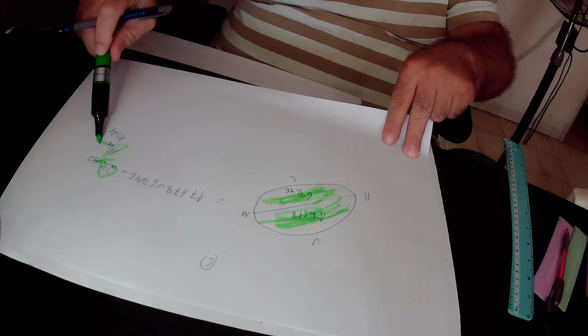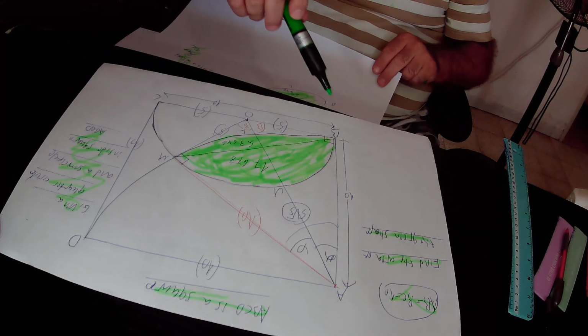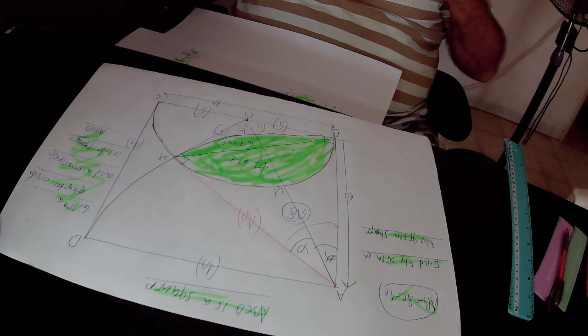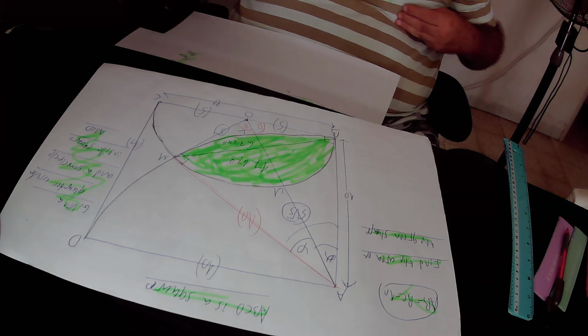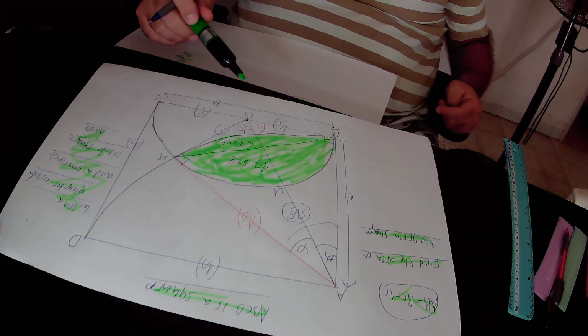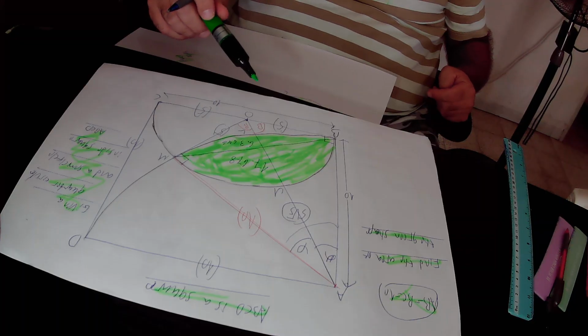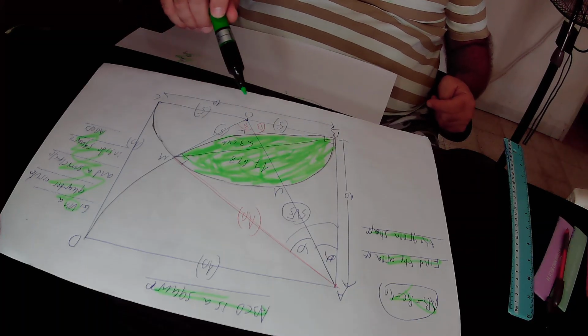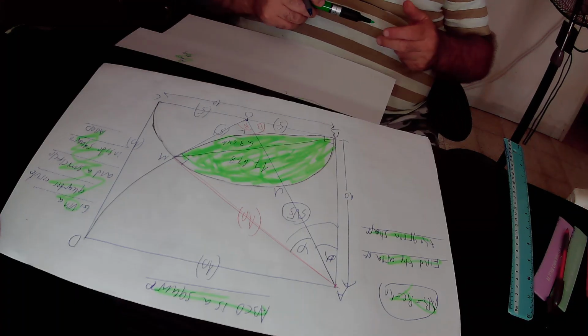So the answer to the question is that the area of this green shape, that is the area you are looking for in this question, is equal to 24.042 square units in size. Repeat again: the area of this green shape equals 24.042 square units in size.